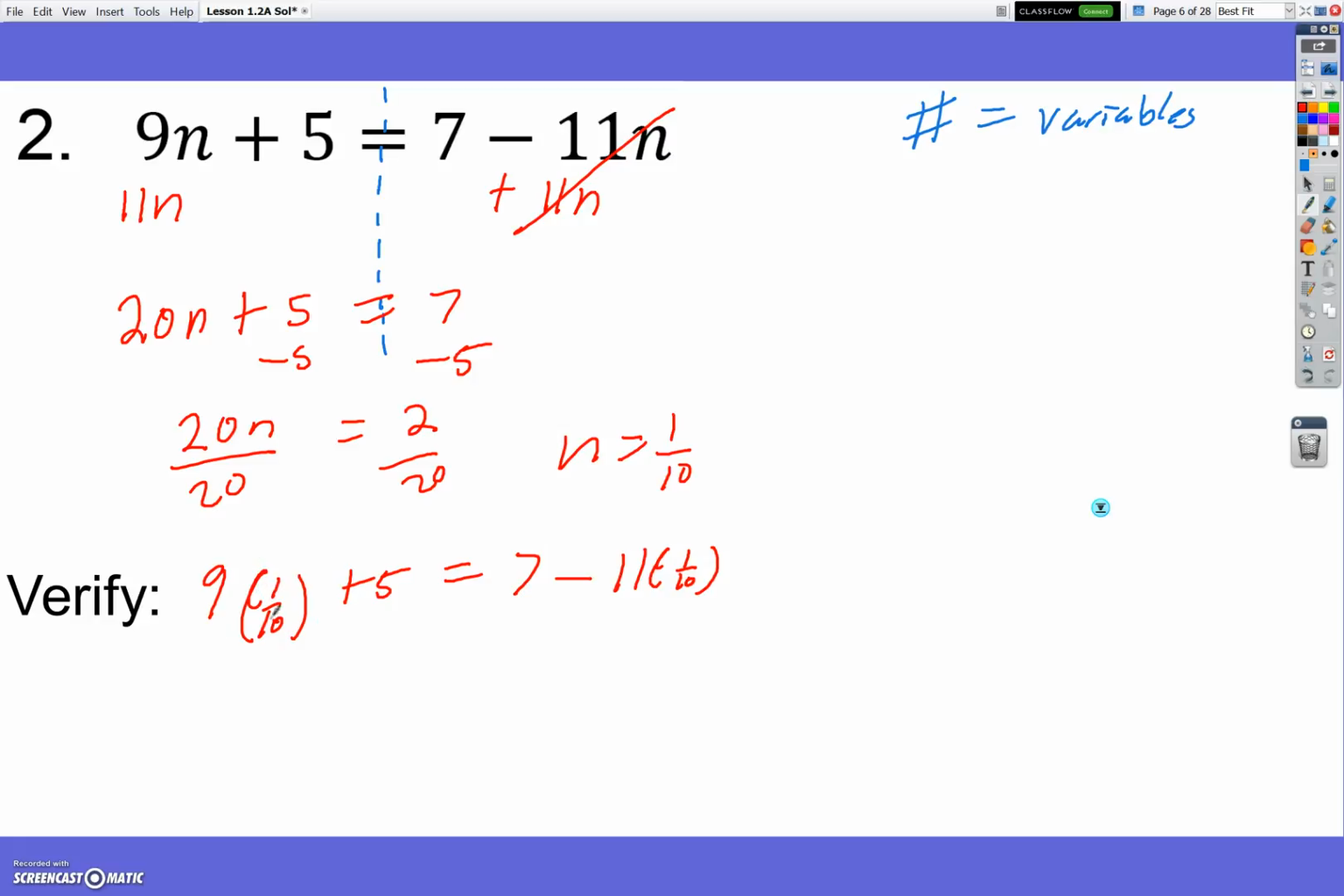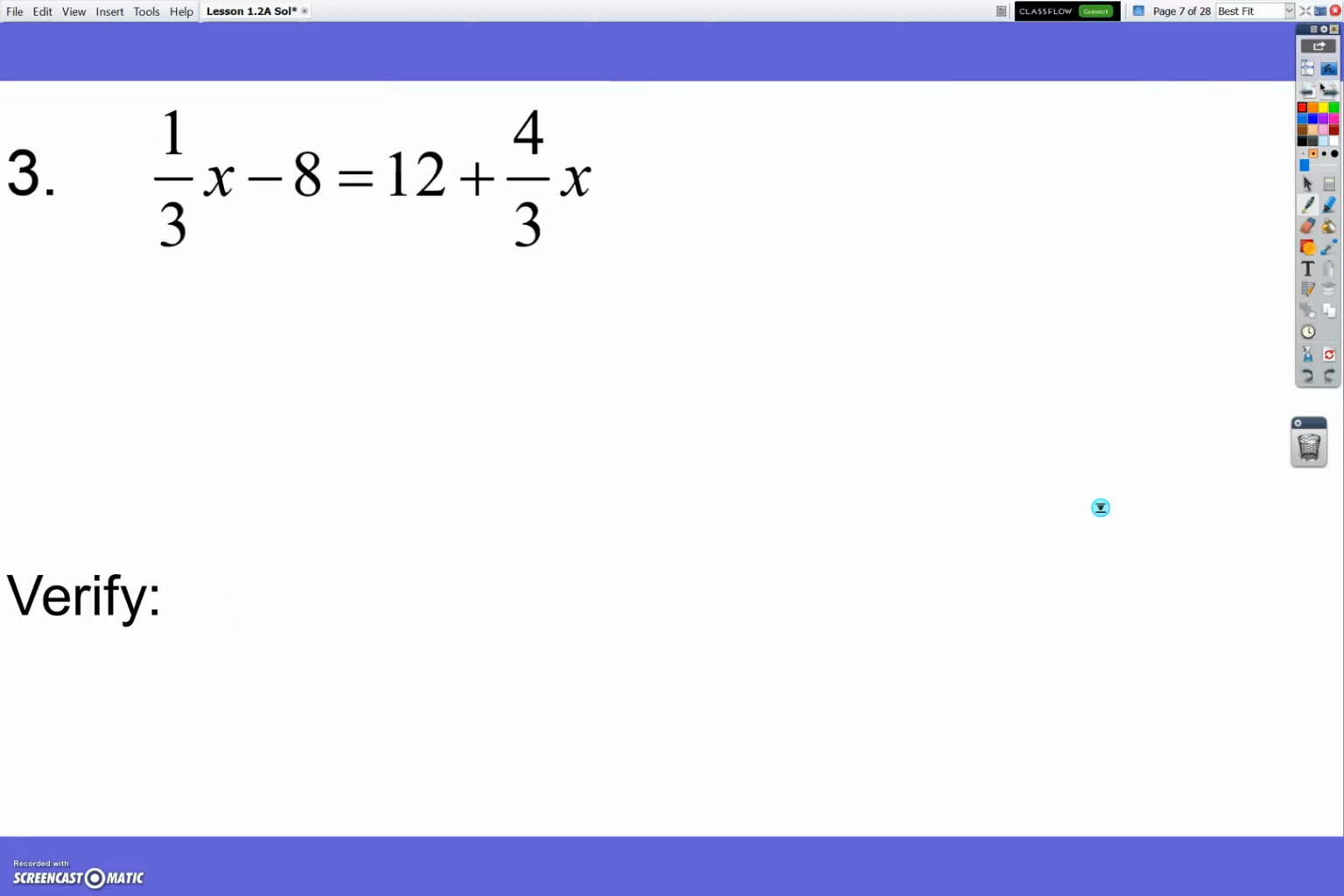So right here on the left-hand side of my equal sign, it would be 9/10 plus 5, which is equal to 5 and 9/10. Here then, I'm going to have 7 minus 11 over 10, which is the same thing as 1 and 1/10. And when I take 7 minus 1 and 1/10, that will also equal 5 and 9/10. Alright, now let's go ahead and look at the next one.